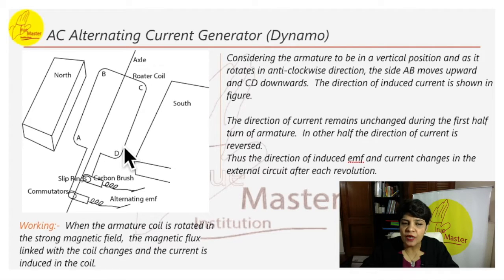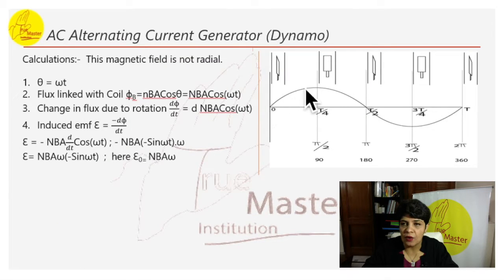Let me show you the direction of the current here. This is how it is going to be. This picture is showing you the coil. It's in a vertical position, then the coil is in a horizontal position, again the coil is in a vertical position and then reverses back. So this is how the positions are, and the complete cycle till T is completed.